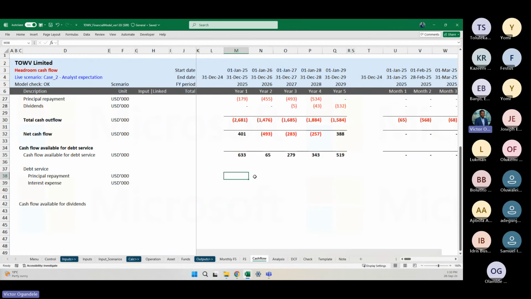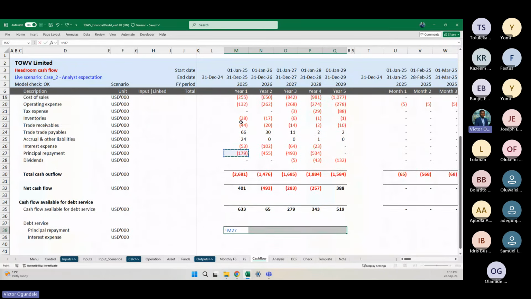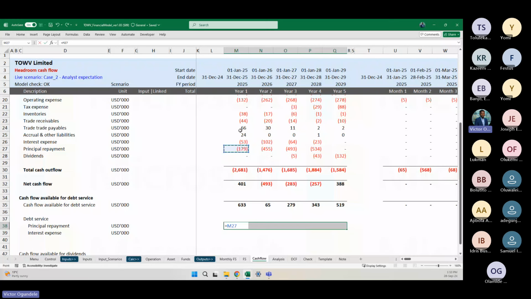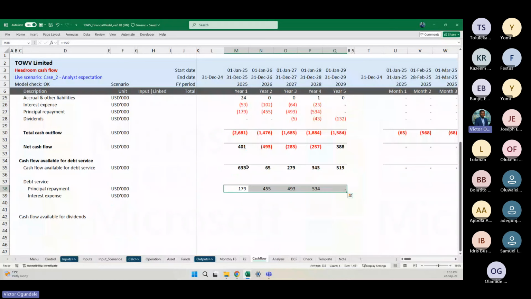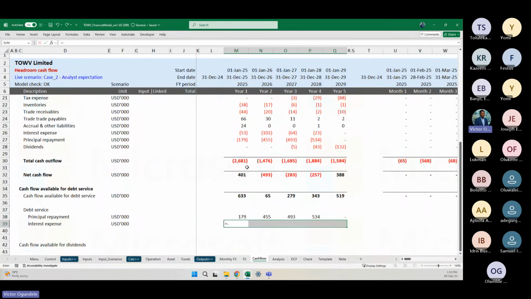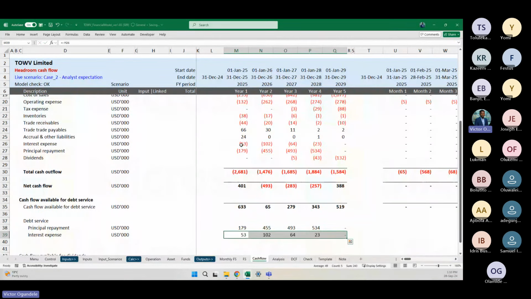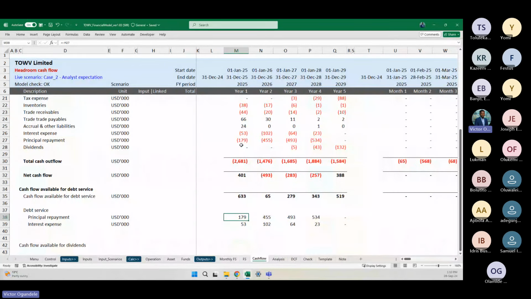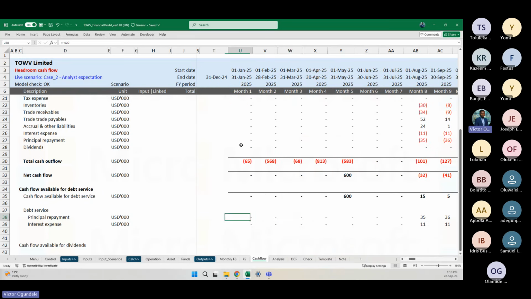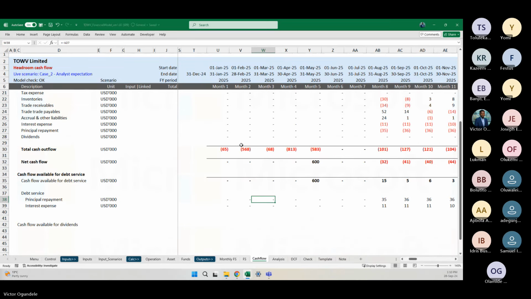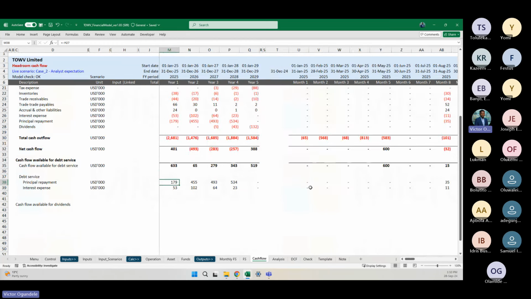Okay, so let me link my principal repayments. I'll link it to what we already have in our cash outflow. Enter, so I can put this in. I think let's have it in absolute value. And in our interest, also link that to my interest expense. I'll put both of them in absolute value. Okay, so copy that and put that under the monthly period as well.